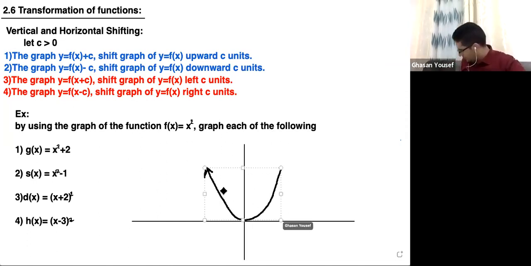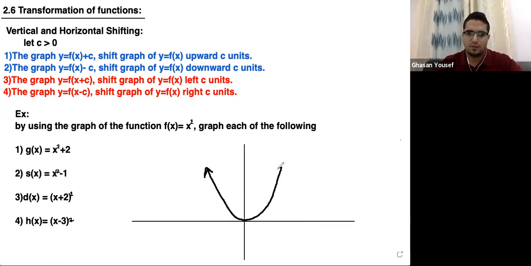Okay. So first of all, we have to graph the original function. My original function is f of x equal x squared. Now we have to graph the function g of x equal x squared plus 2. This means we have to graph the original function, then we have to shift it 2 units.